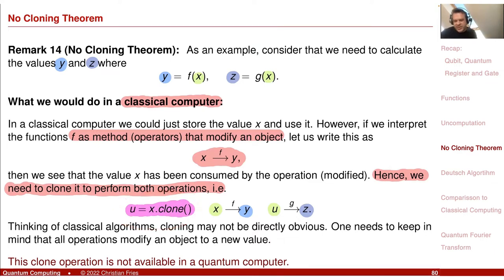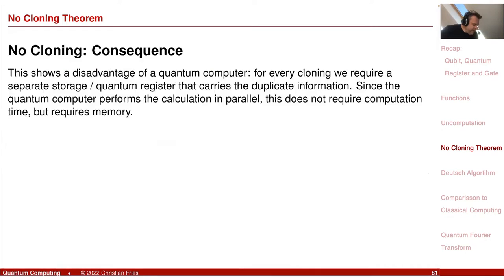So this operation does not exist. The consequence is that for every cloning, we require maybe separate storage, more quantum registers. So we require more qubits. Yeah, we could carry something in parallel. And you see that this is already an issue because the number of qubits is a precious thing.